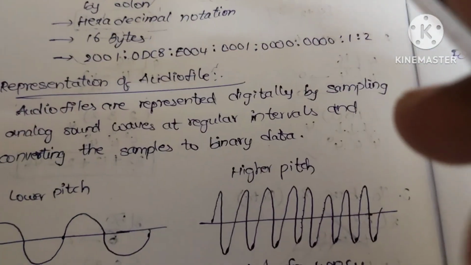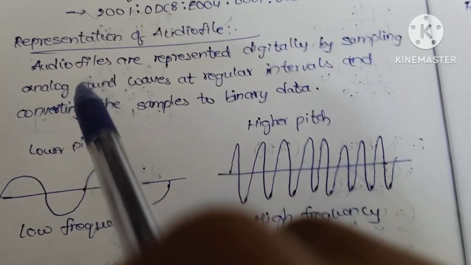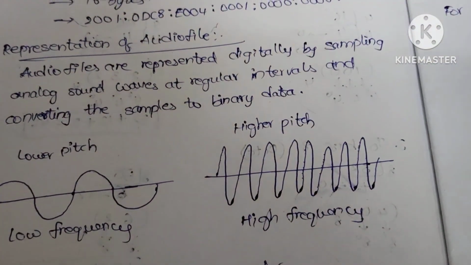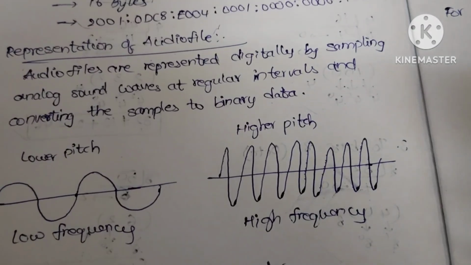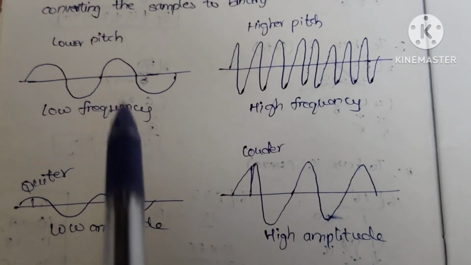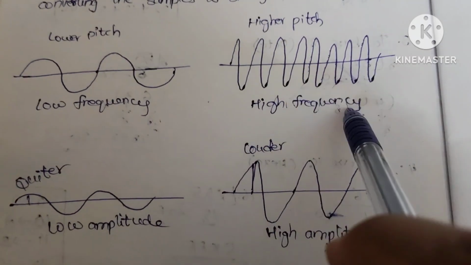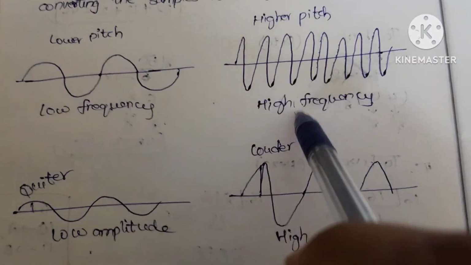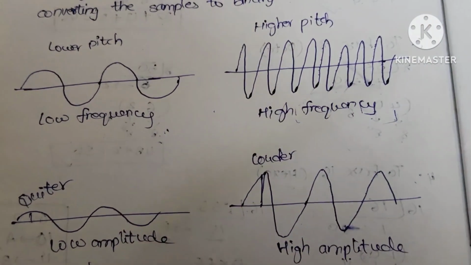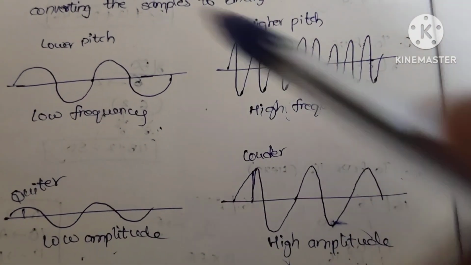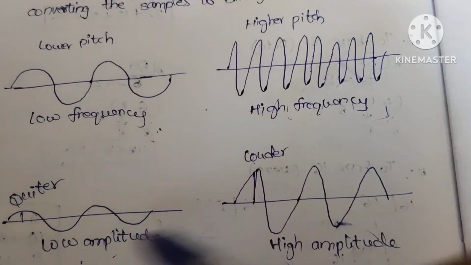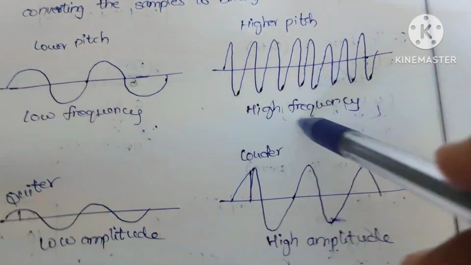Next is the representation of an audio file. Audio files are represented digitally by sampling analog sound waves at regular intervals and converting the samples to binary data. See here how the audio file is represented in each case: when there is low frequency and when there is high frequency, low amplitude and high amplitude. These are the waves in different conditions.